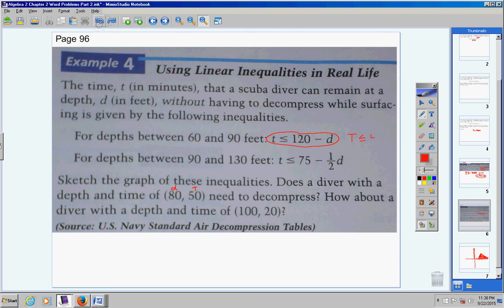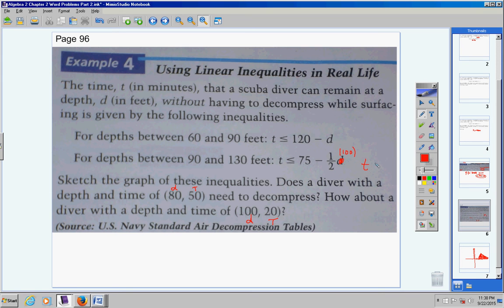Alright, let's try the next question they ask us now. How about a diver with a depth and time of 100, 20? Here's my depth, here's my time. My depth is 100, so I'm going to use this model here, because we use this model when the depths are between 90 and 130. So where my D is, I'm going to put 100. Well, 1 half times 100 is 50, so 75 minus 50 is 25.